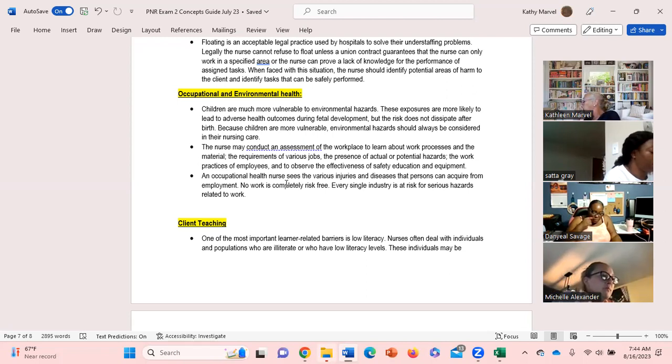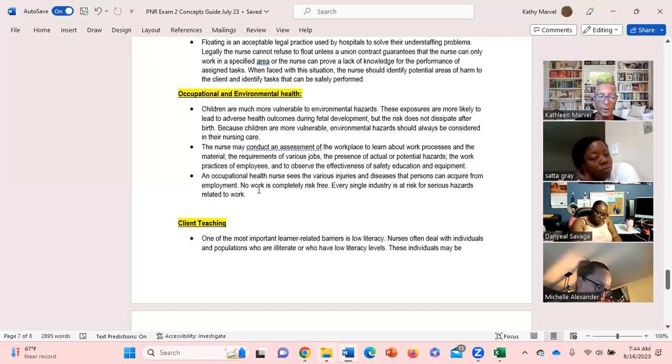No workplace is risk-free. Let's say you have to walk up some stairs to get into the bank. There's a risk for a fall, right? And you just had a snowstorm and nobody cleared the ice, right? My point is there's no work area that's risk-free. Okay, every industry has hazardous risks. Okay, and we'll cover occupational environmental health more in depth this week.